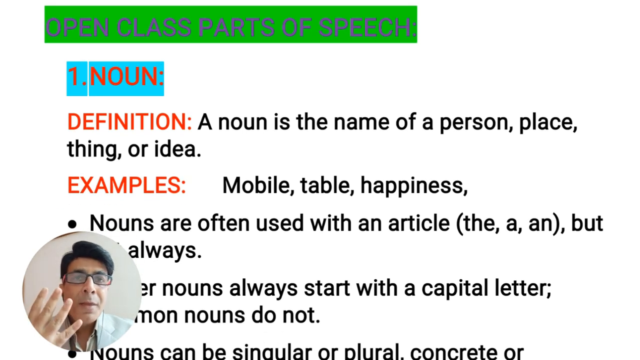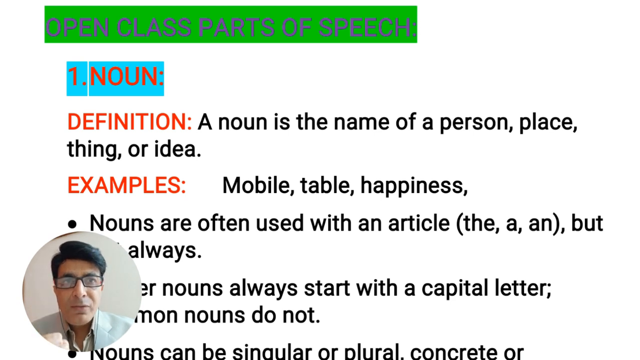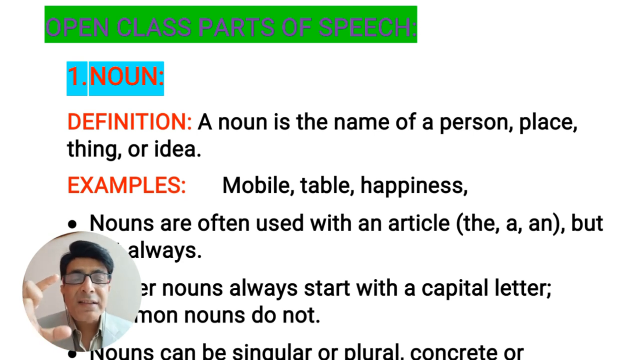As I told you, there are 4 types of open class parts of speech, and number 1 is noun. Now what is a noun? A noun is a word which suggests a person, a place, or a thing, or an idea. Say for example, mobile. Mobile is a thing, right?